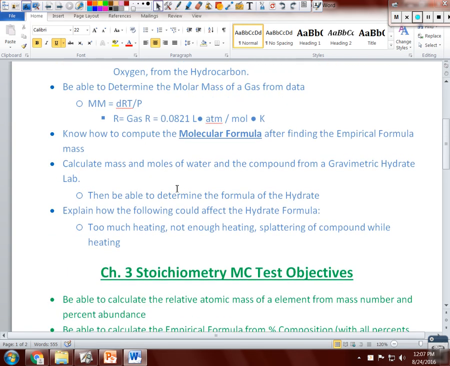Next one. Be able to determine the molar mass of a gas from data. So this is a new formula you've never seen. The molar mass equals DRT over P. I'm going to underline it. What happens? The molar mass.